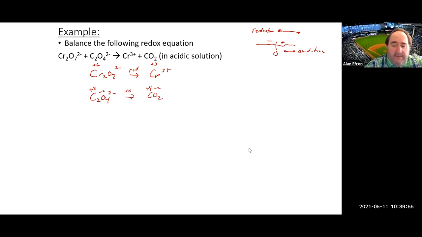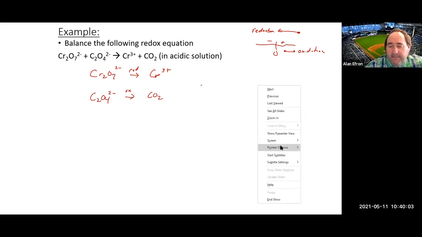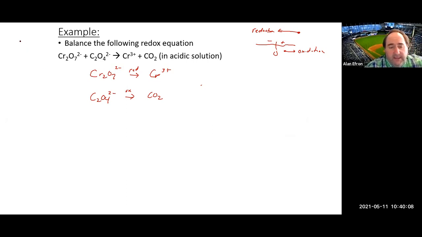In addition, what that means is we could also identify our oxidizing agents or reducing agents. So in this particular case, because the dichromate is going through reduction, the dichromate here would be our oxidizing agent. The oxalate here is going through oxidation. It would be our reducing agent. Any questions on how to identify all those things there?